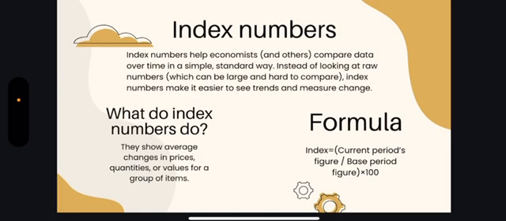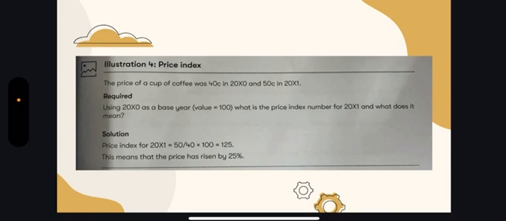So what do index numbers do? Index numbers show the average changes in prices, quantities, or values for a group of items. So the formula for index number is very simple. Index equals the current period's figure over the base period figure times 100. That's simple, right? So let's take a look at the example.